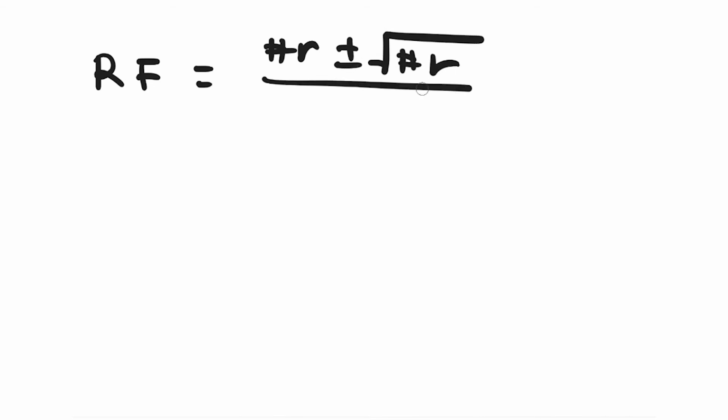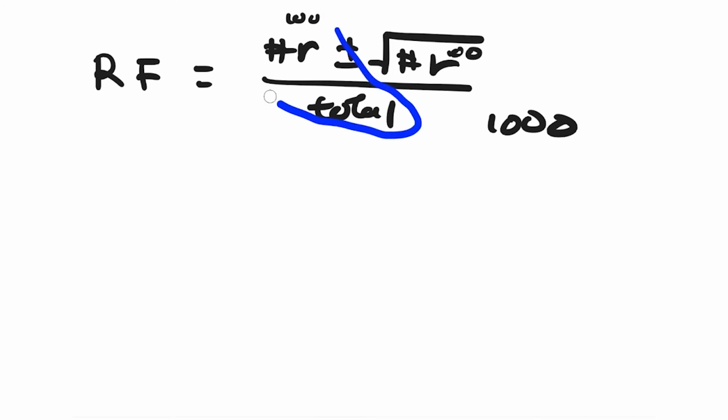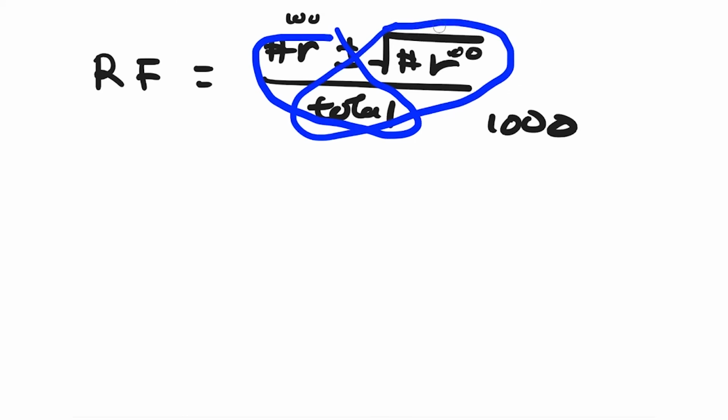So the calculation for this is the number of recombinants plus or minus the root of the number of recombinants, divided by the total sample size. For example, if there's 1,000 of them and we have 100, let's go with the 100. This is going to be our percentage, and this is going to give our error term.